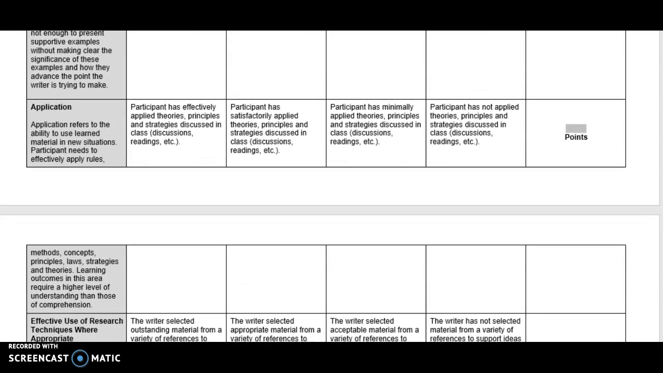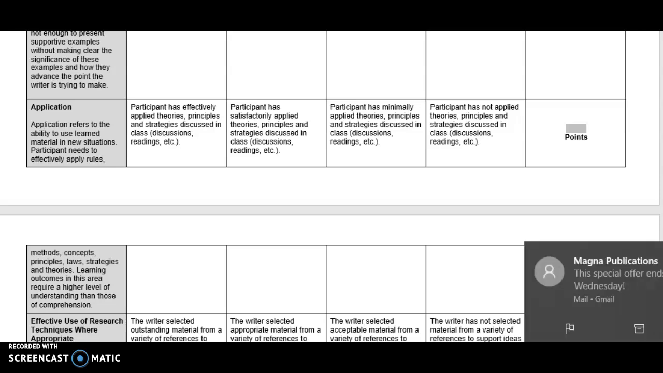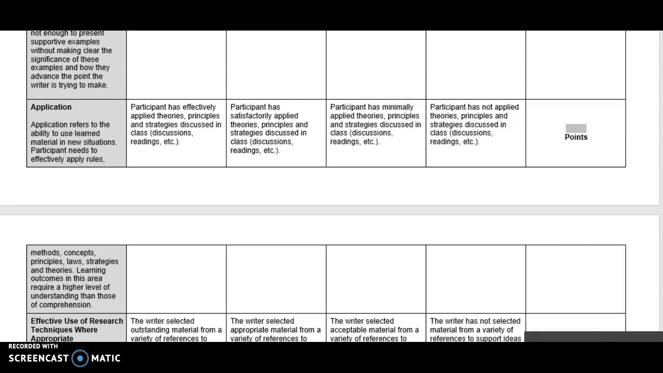Application refers to the ability to use learned material. A participant needs to be able to apply rules, methods, concepts, principles, laws, strategies, and theories. This is a higher level of understanding. Now, are you going to do this right away? No, but you can see, again, if you look at the different categories, you could get a 4, you could get a 3, a 2, or a 1. This will give you an opportunity to truly understand what's going to be a good example for you.